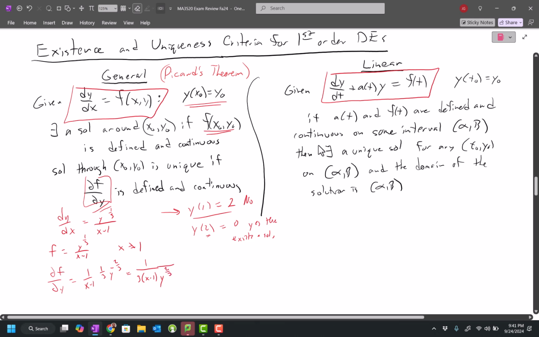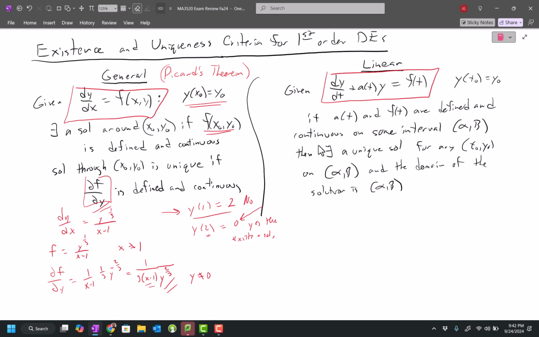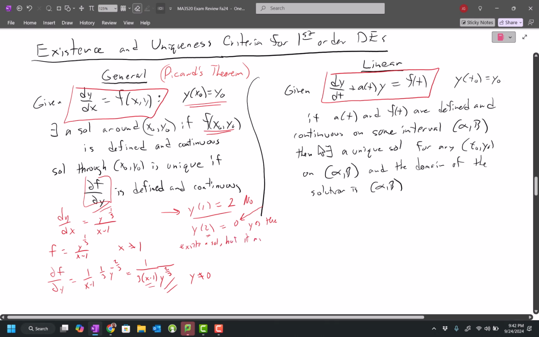And now I'm saying what x or y values break this. Again, x can't be equal to 1, but now y also can't be equal to 0. So in this case, because my y value is equal to 0, I would say there's not necessarily a unique solution. So for the condition y of 2 equals 0, yes, there exists a solution through this point, but it might not be unique. So we'll slide this to the left here and say there exists a solution, but it might not be unique. Okay?